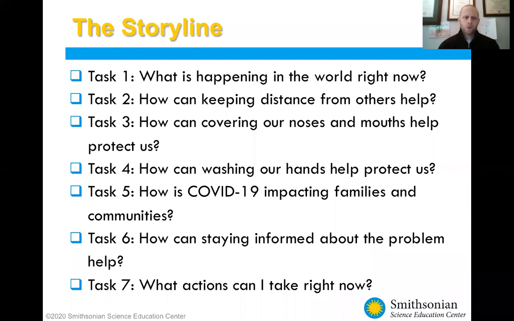And here is the storyline for the experience. And I'm going to walk you through each of the 7 tasks and highlight maybe an activity or 2 from each task, just to give you a little taste about what that experience is going to look like. The first task is, what is happening in the world right now? This first task is basically an introduction to the module itself.